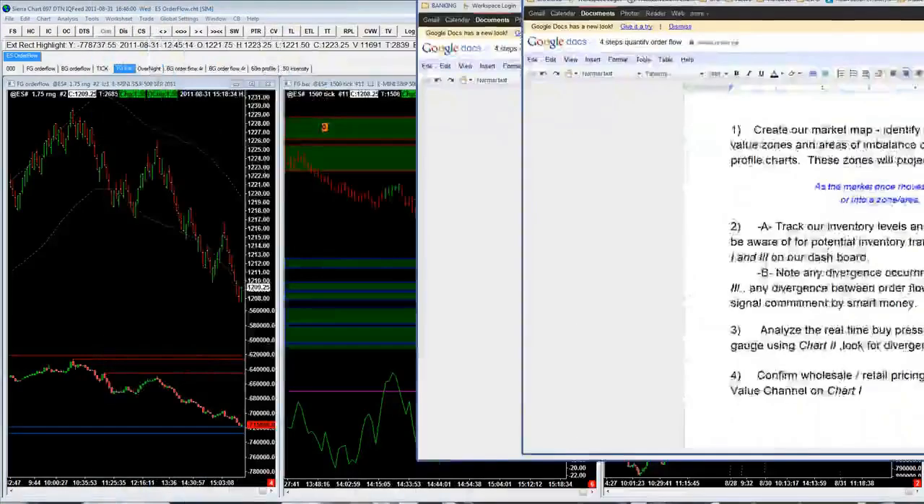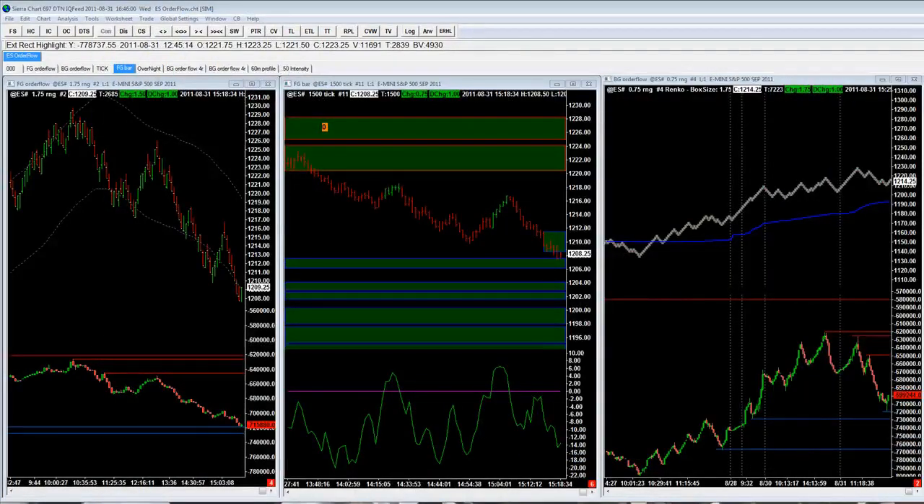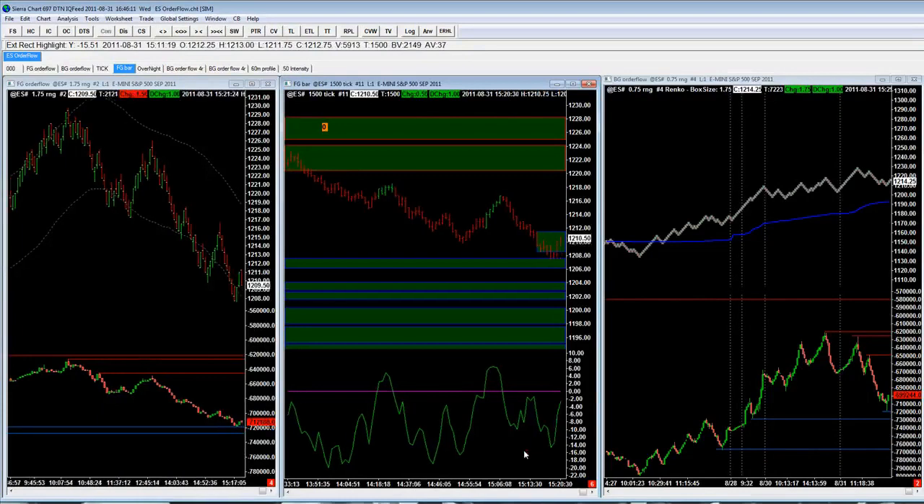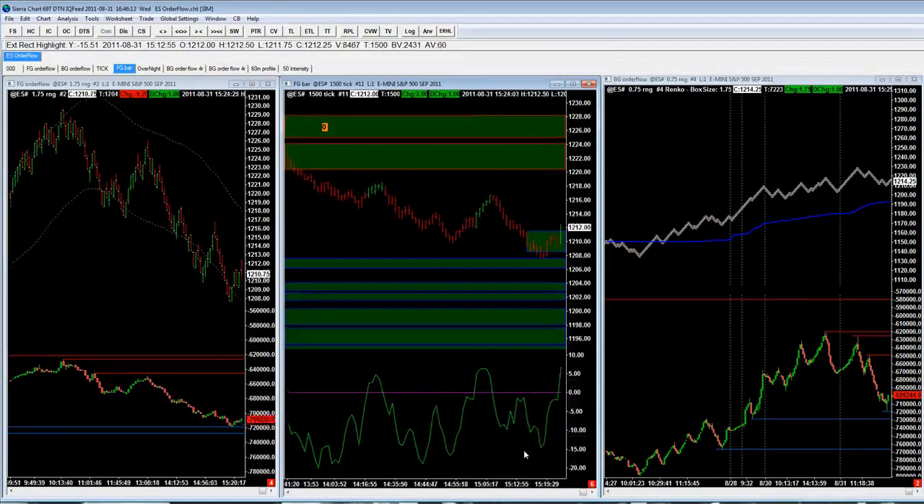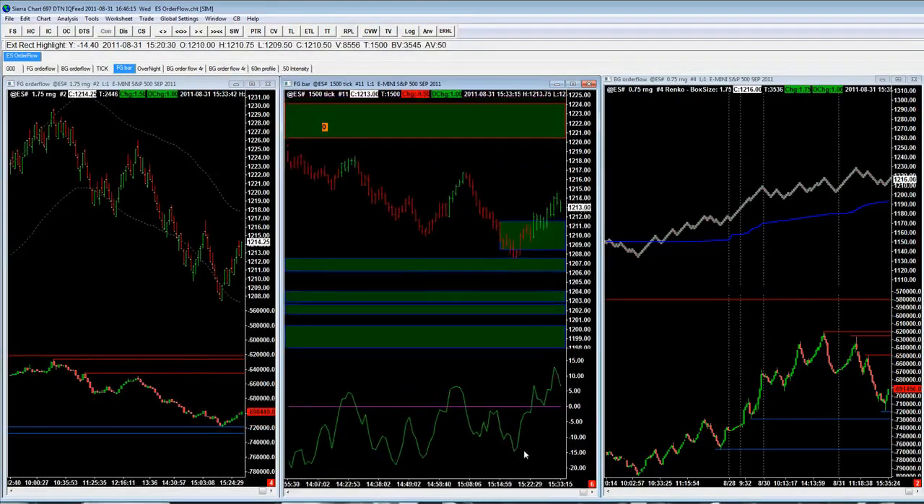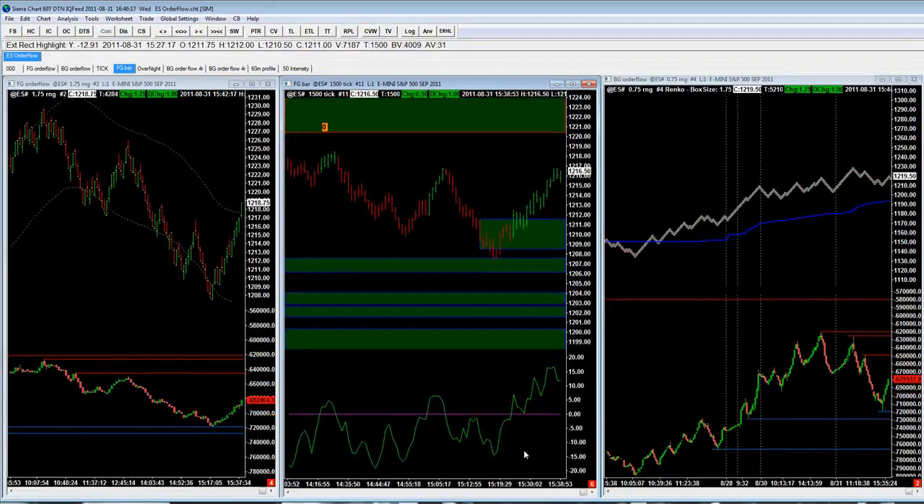But let's just talk about the stair step entry real quick. And the opportunity to use the stair step entry is best.